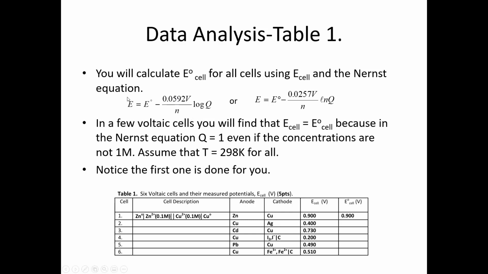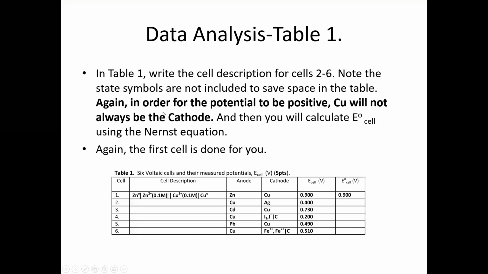And then you have the experimental E value, and you will be able to calculate the standard E for the cell. The first one is for the zinc copper electrode. The value is already calculated for you. Once again, remember, in order for the potential to be positive, the copper will not always be the cathode.